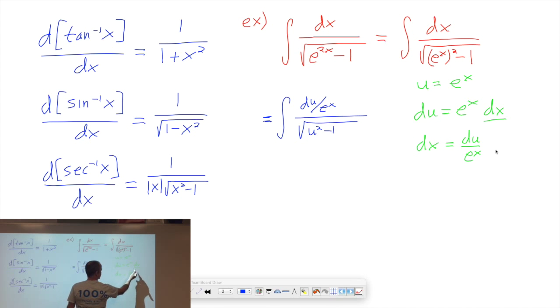Well, we can't mix x's and u's in our integral. It's got to be all one variable. We need to have a du. If we have a du in there, everything else has to be u. The e gives us a rare opportunity, though.